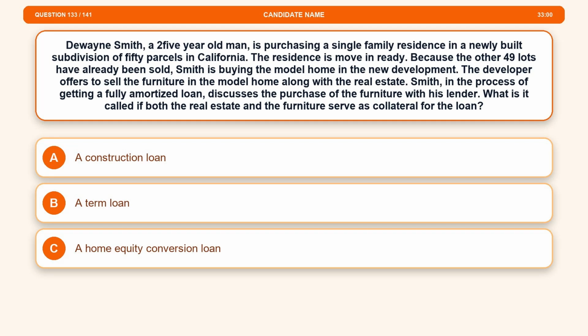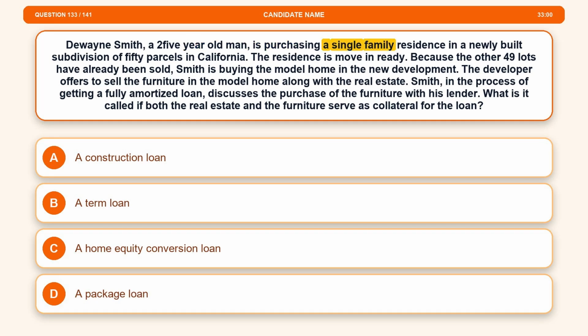Question 133. Dwayne Smith, a 25-year-old man, is purchasing a single-family residence in a newly built subdivision of 50 parcels in California. The residence is move-in ready. Because the other 49 lots have already been sold, Smith is buying the model home in the new development. The developer offers to sell the furniture in the model home along with the real estate. Smith, in the process of getting a fully amortized loan, discusses the purchase of the furniture with his lender. What is it called if both the real estate and the furniture serve as collateral for the loan?